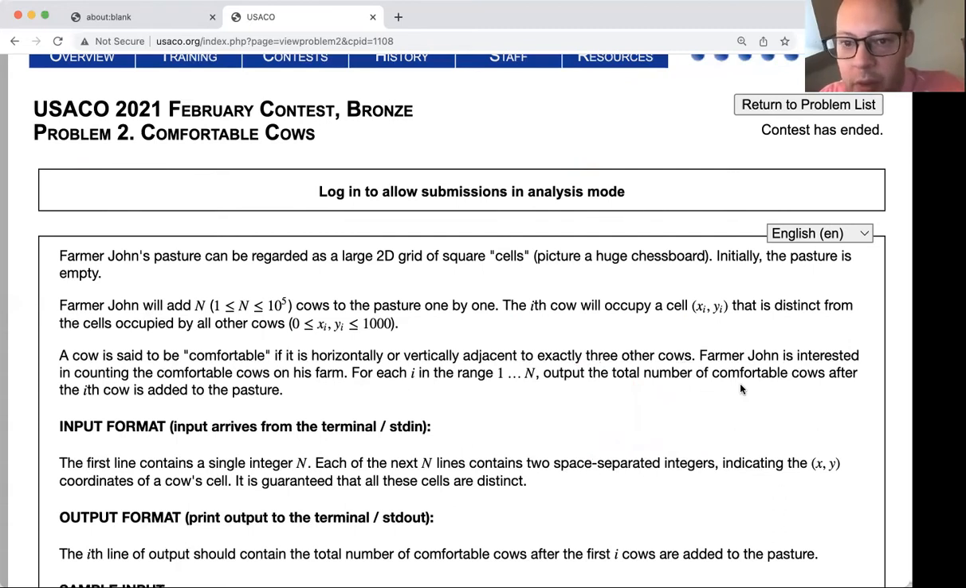Farmer John is interested in counting the comfortable cows on his farm. For each i in the range of 1 to N, output the total number of comfortable cows after the ith cow is added to the pasture.